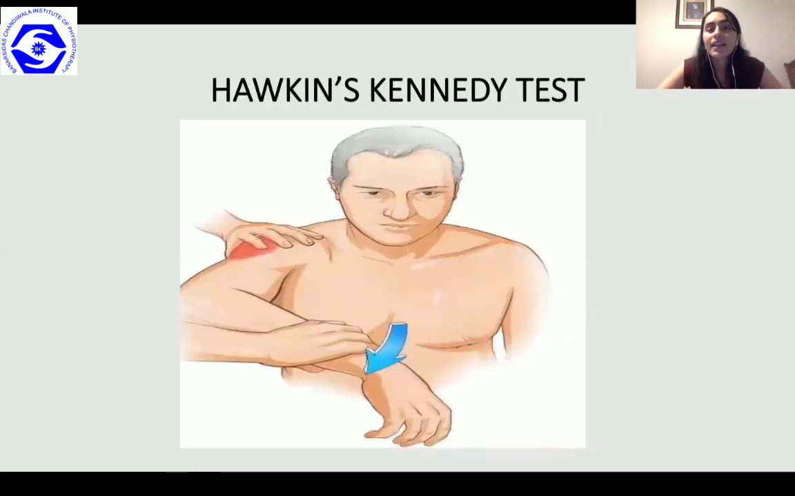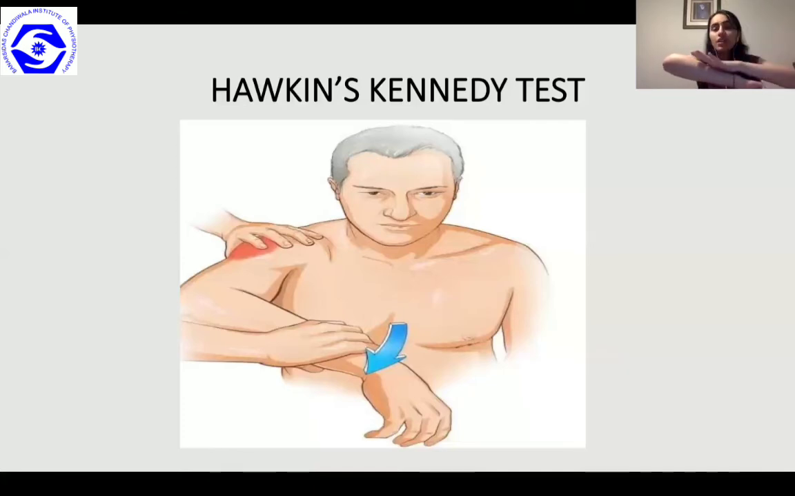And the test to confirm the impingement we can do is the Hawkins test. And it is based on the same concept, like we will do forward flexion and medial rotation. So in that, we will be doing medial rotation this way, and then we will resist this movement.